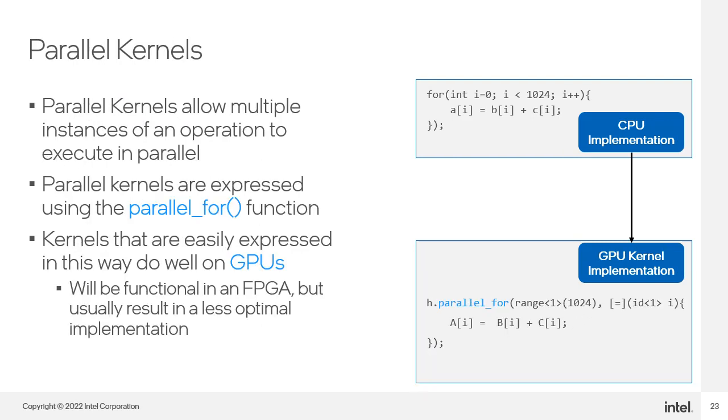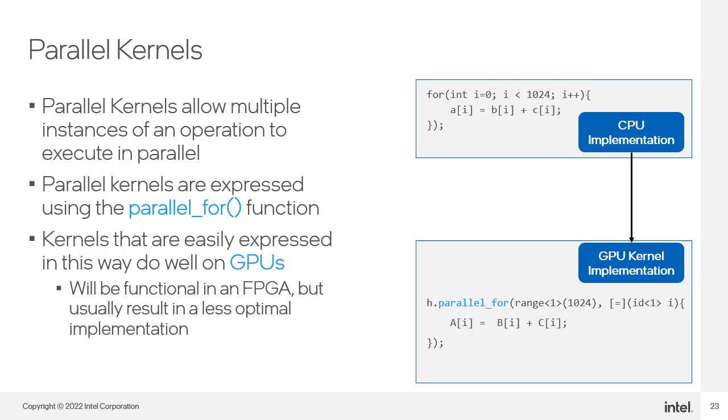The counterpart to single-task kernels is the parallel kernel. Parallel kernels allow multiple instances of an operation to be executed in parallel. The kernel is constructed when the parallel_for function is called. When you think of parallel operations, GPUs come to mind, as their architecture allows for parallel execution of multiple instances. The parallel kernels, therefore, are best implemented on GPUs. Now, you can attempt to use a parallel_for kernel on an FPGA. While your operation will be functional, it will result in a less optimal implementation.